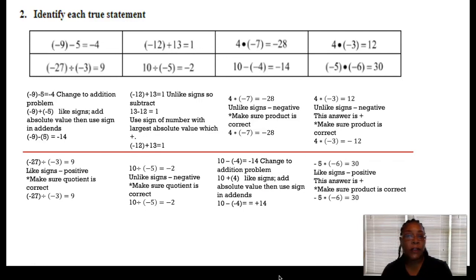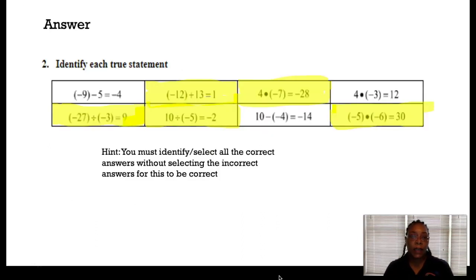And then I have negative 5 times negative 6. Like signs, my answer should be positive. 5 times 6 is 30. Awesome job.